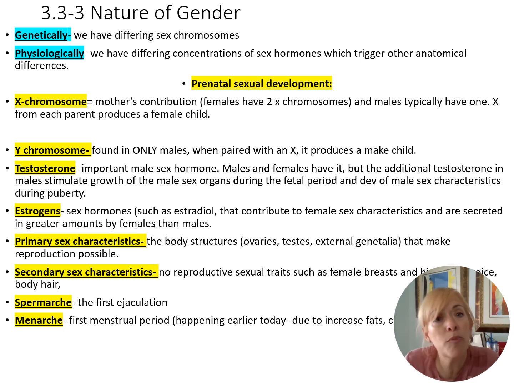When they talk about primary sex characteristics, those are the body structures like the ovaries and the testes. Secondary sex characteristics are the reproductive traits such as the female breast and such as the testicles in men.